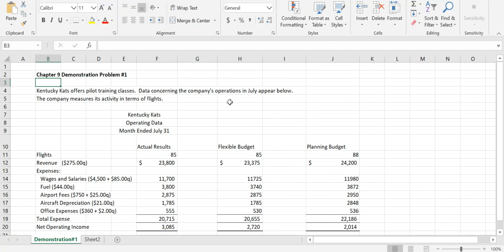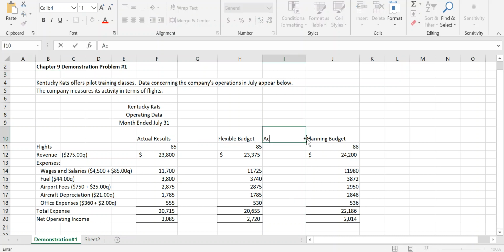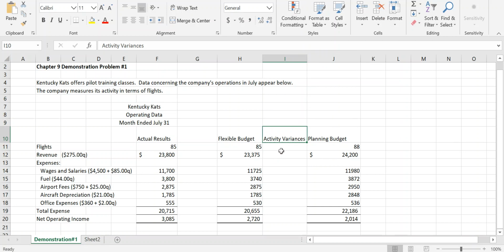And what they want us to do is to prepare that performance report that includes identifying what the revenue and spending variances and activity variances are. So we're going to start here with the activity variance, okay? We're going to look at activity variances between these two, between the planning budget and the flexible budget. So we want to begin by showing the difference in revenue.